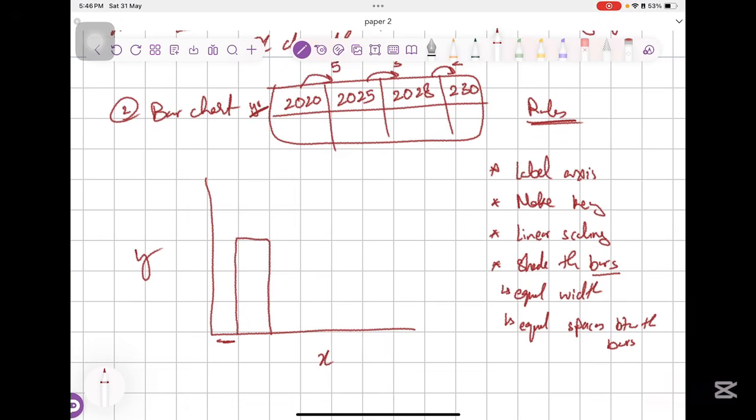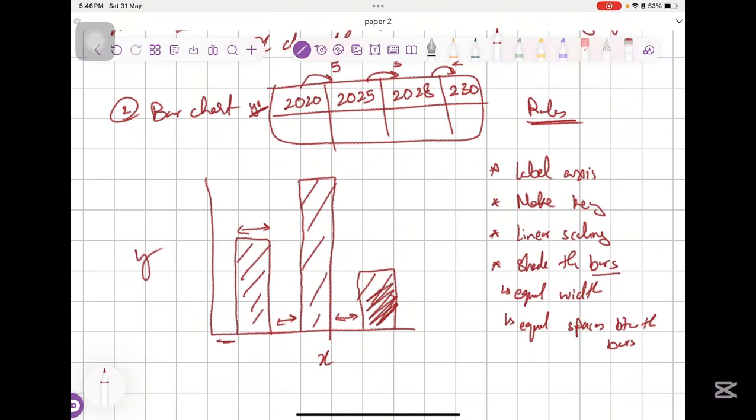Anyways, we got the bar. It's 1 box width. So I'm going to leave 1 box, and then plot my second bar. And then again, equal spacing, 1 box, and then plot the third bar. And this is how it goes. This is how you shade it. Okay. Don't shade it completely. There's no need for that. Just shade it by diagonal lines. Alright?